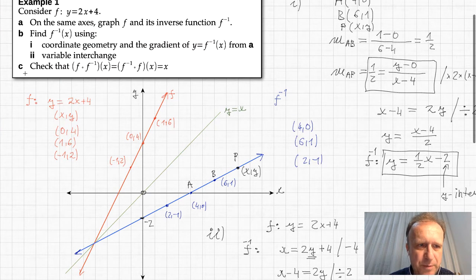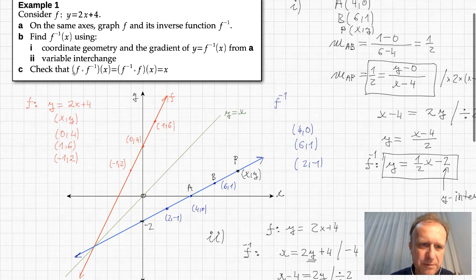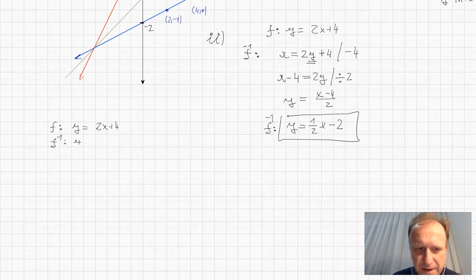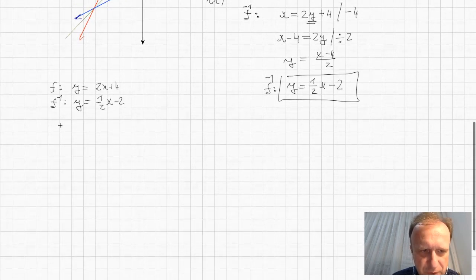Okay, now let's do part C. Check that f composed with f inverse of x is equal to x. Let us do it here. First, I copy the functions: f is y equals 2x plus 4, and f inverse is the function y equals 1/2 of x minus 2. Now what I need to show is that the composite function of f and f inverse of x is x. This is what I want to show.